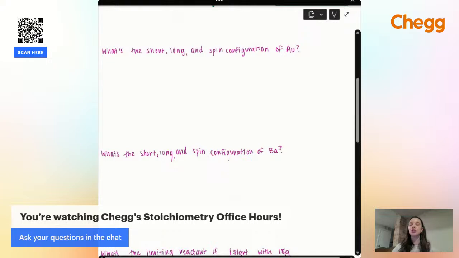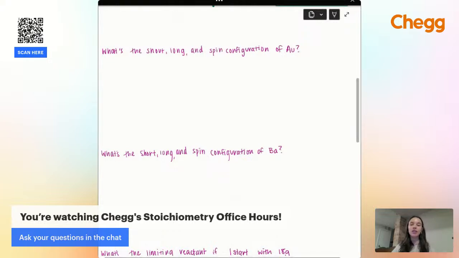We want to know the short, long, and spin configuration of gold. I'm going to start us off by giving the long, and I think that's going to help with the spin configuration. So we'll start with the long together, and then I will give y'all some time to do the short electron configuration and the spin configuration on your own.